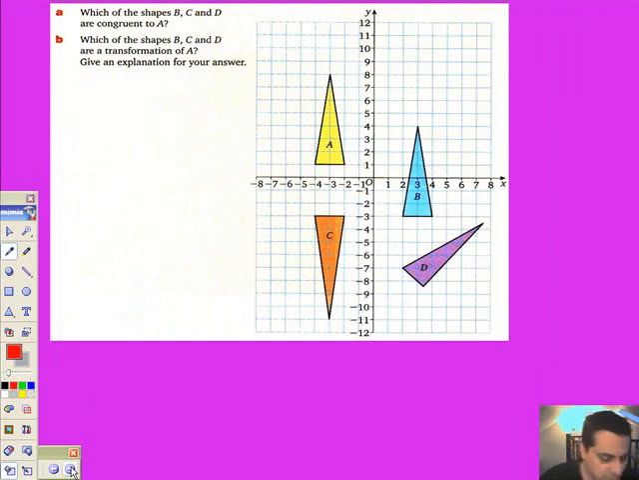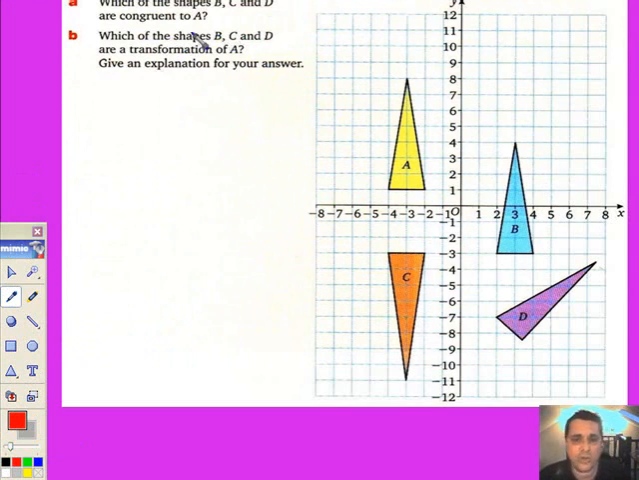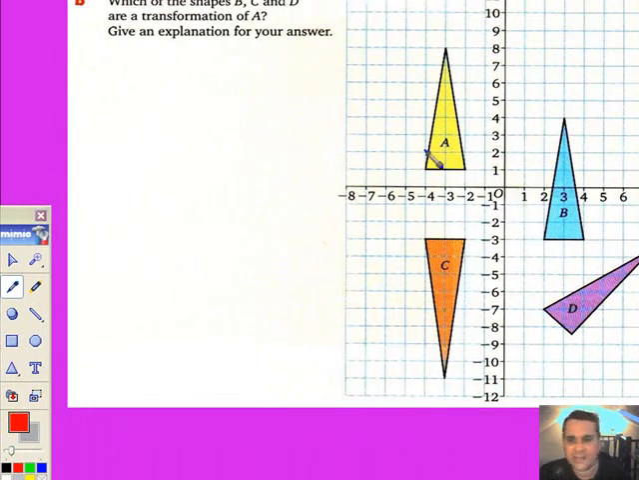And finally, this is to finish off this section. This is question 8, also grade B rated. Which of the shapes B, C and D are congruent to A? So this question is all about triangle A. We're looking to find triangles which are identical to A. So you're looking for the same base, the same height, the same lengths, all the rest of it.